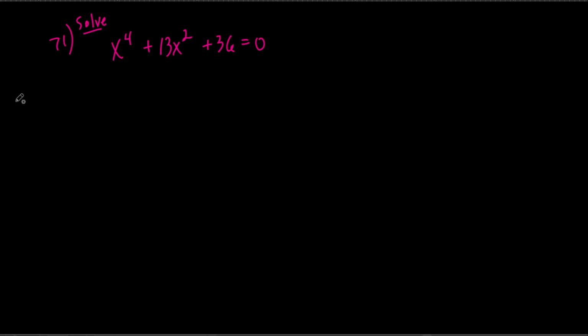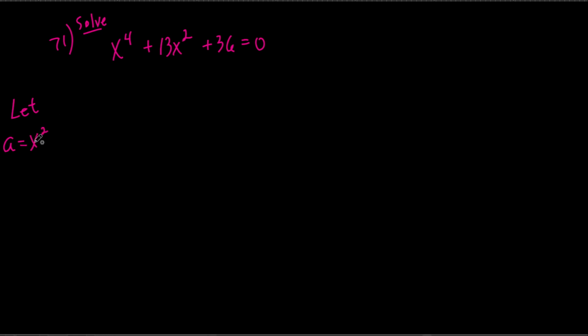So what I'm going to do is a thing called substitution. You can use any letter that you want. I just decided to use A. A lot of times in the books they use the letter U, but I'm going to use A because my name starts with A. So I'm going to let A equal x squared.